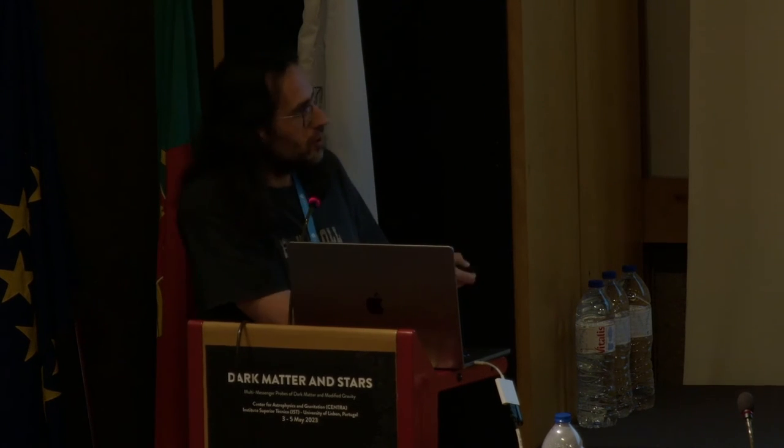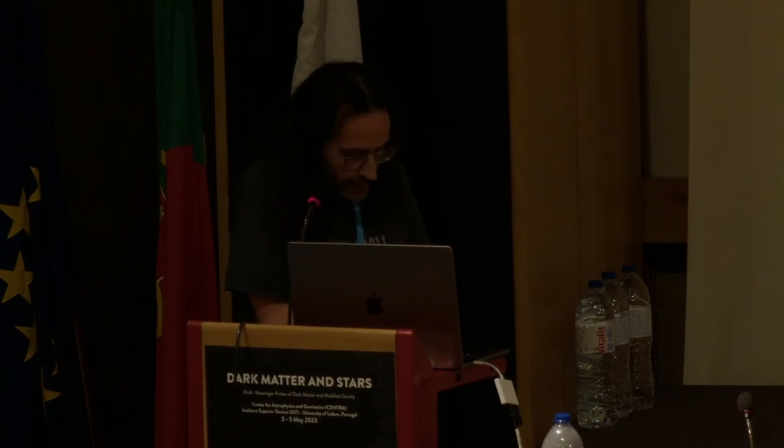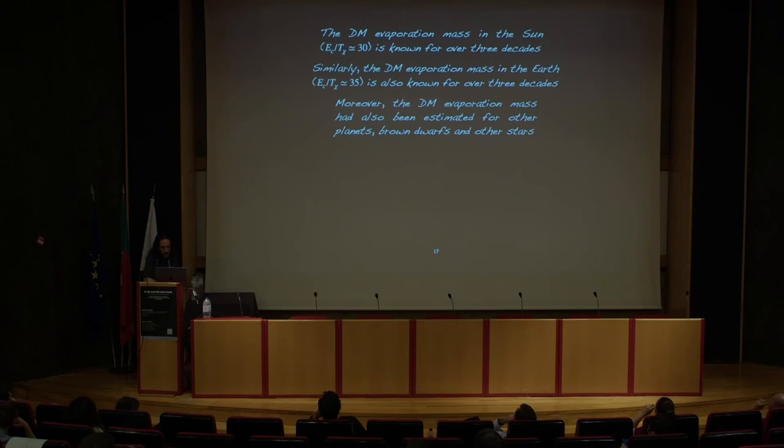And for neutron stars, as in the previous talk, you shouldn't worry about going lower than 1 GeV. You can go down to keV or so, which is the evaporation mass for cooled neutron stars. But this is well known. This has been known for over 30 years: the evaporation mass of the sun, of the Earth, or other planets, even other stars. So why care about all this at all?